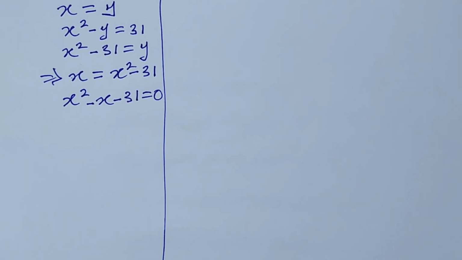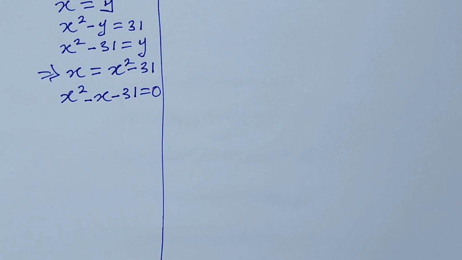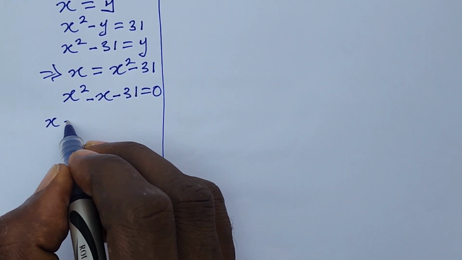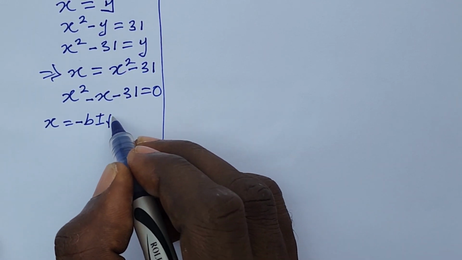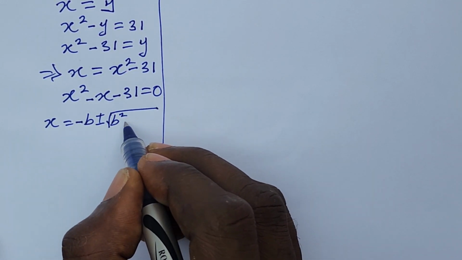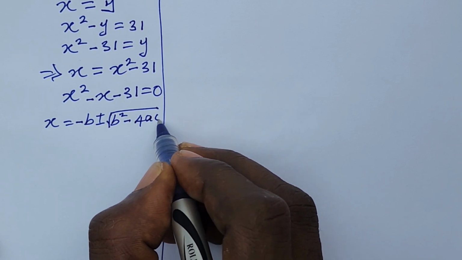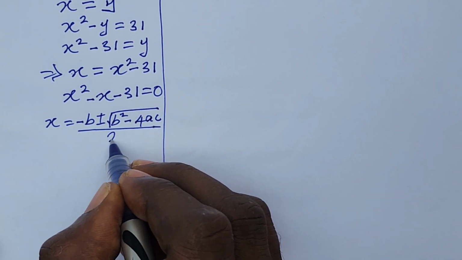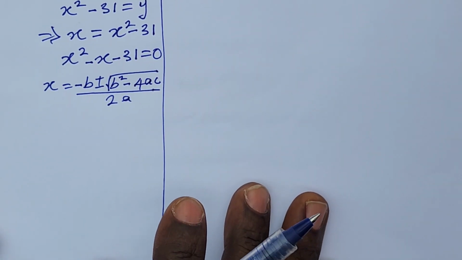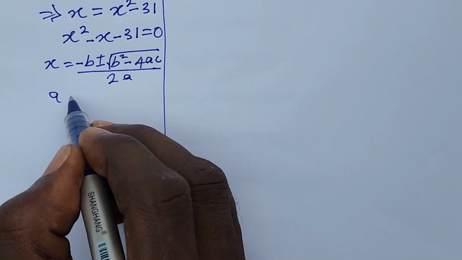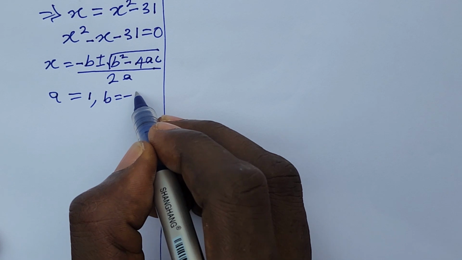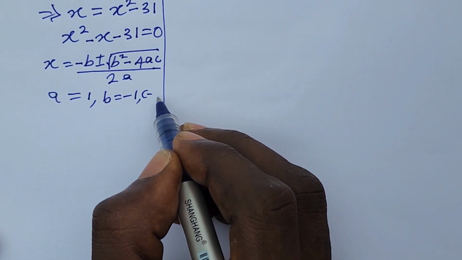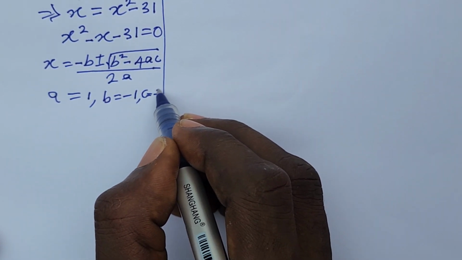This is a quadratic equation, of course. The only way out is to use the quadratic formula. Using the quadratic formula, we have x is equal to minus b plus or minus the square root of b squared minus 4ac, all over 2a. What are our a, b, and c? Our a is equal to 1, b is equal to minus 1, and c is equal to minus 31.